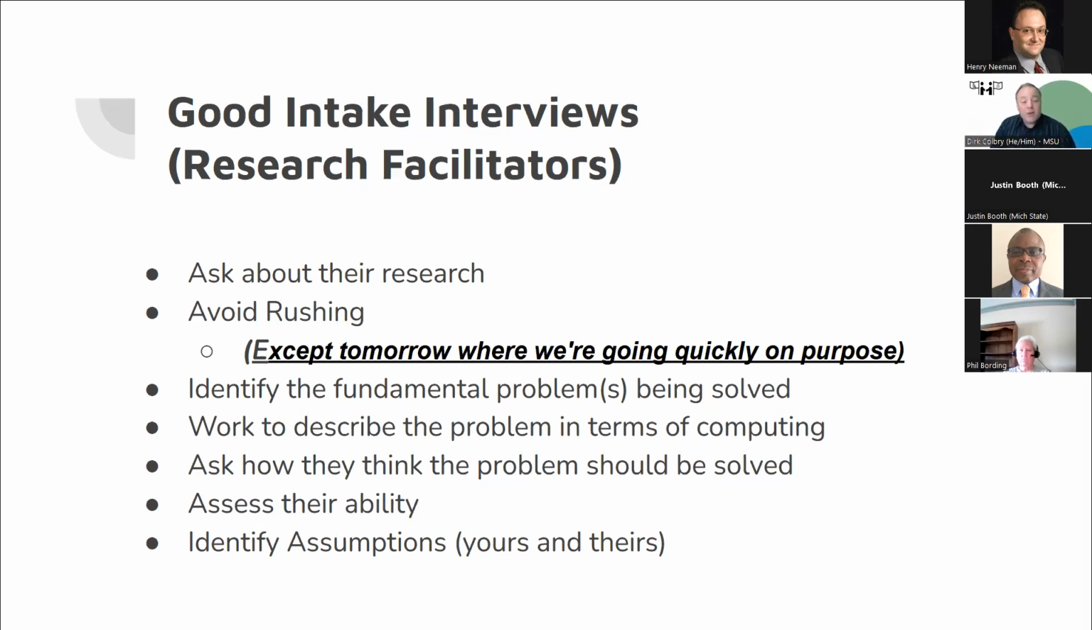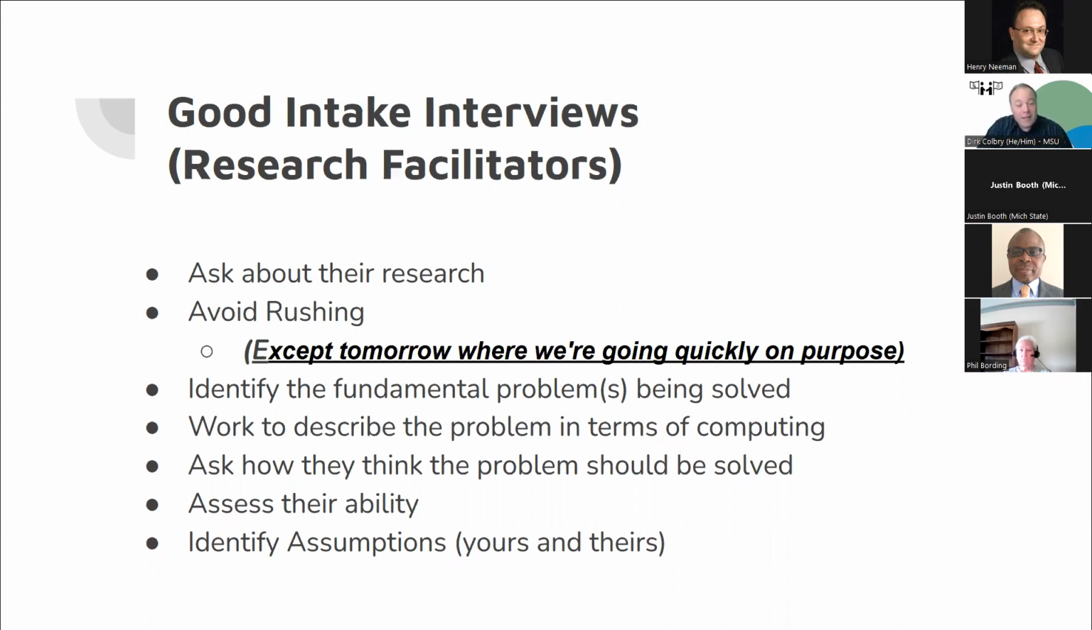When you've gotten to know each other a little bit, try to find the fundamental problems being solved. Then your job, as in this case the computing expert, is to try to define the problem in terms of computing. The researcher will often define the problem in terms of their research and what their research needs are. You need to help them with that translation. You, in theory, are the computer expert or the expert in research facilitating. So you need to describe the problem based on your expertise and come up with an agreement on what that problem is.